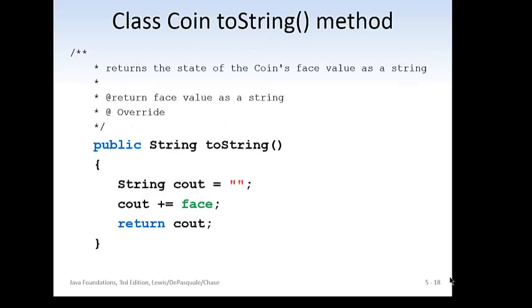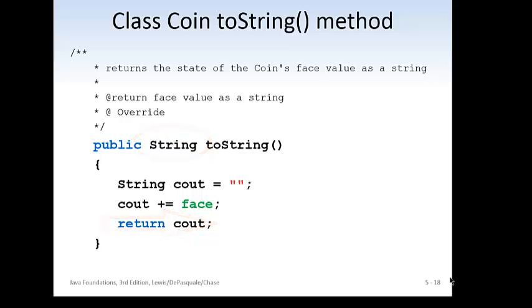Here's the toString method that I wrote for class coin. Okay, let's take a look at this. Again, it's a public method so that any parts of the program can use it. It returns a string.